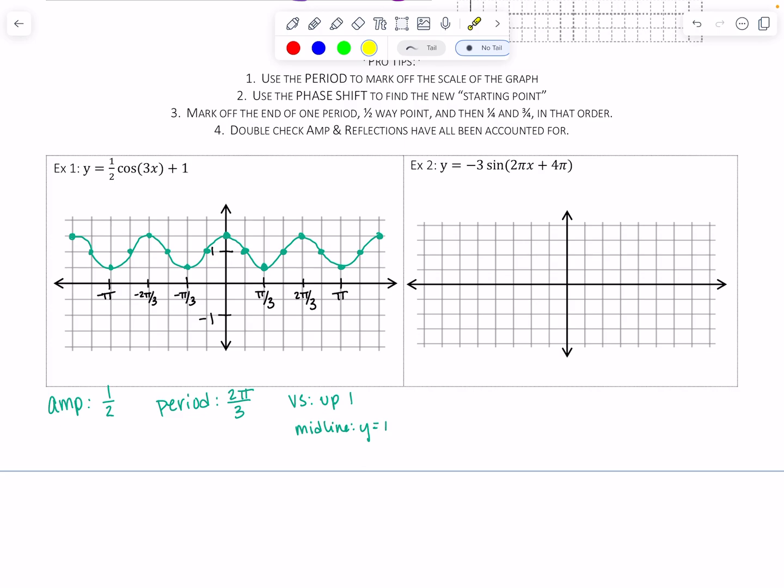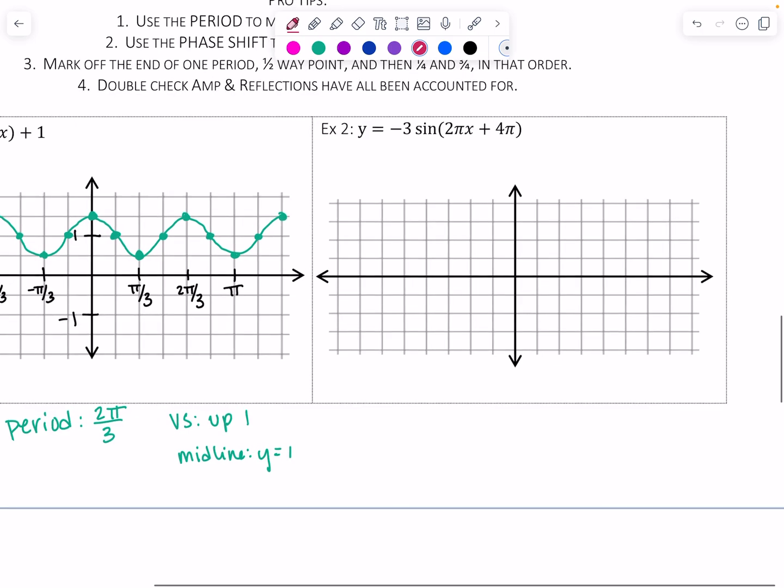All right, last one here is y equals negative 3 sine of 2 pi x over 4 pi. So this one kind of gets a little bit interesting. So pay attention to some of the things that we talk about here. Number one, of course, I'm going to factor out our value of 2 pi. So we have negative 3 sine of 2 pi times x plus 2. This allows me to see my phase shift here.